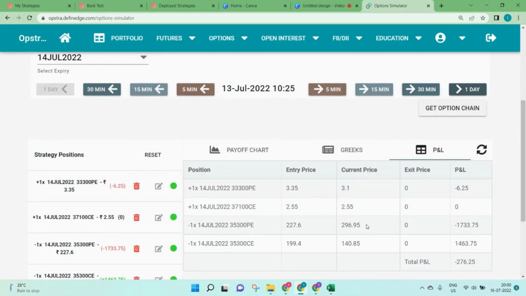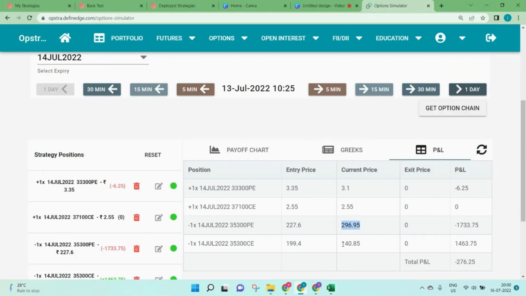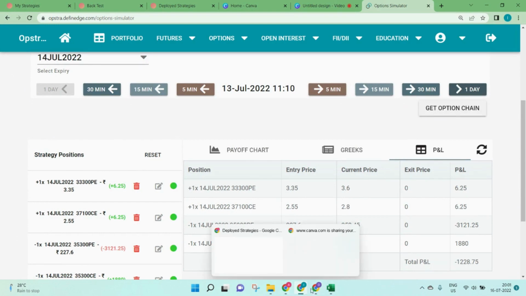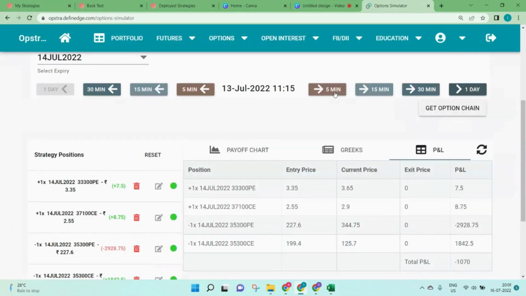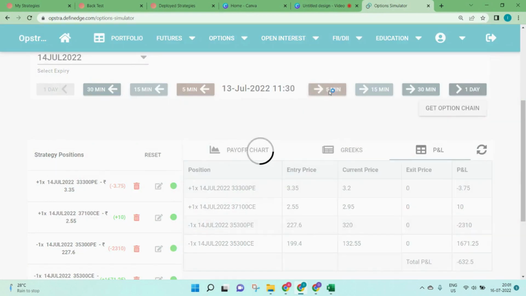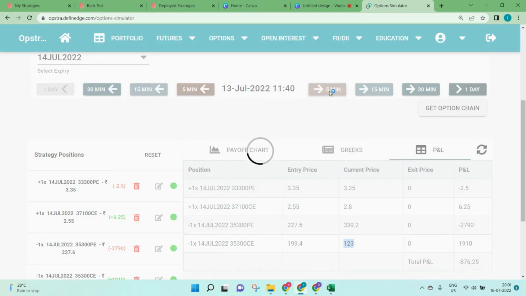Okay, now PE has gone up. So PE has gone up means on the upside we have to exit at 408. But if you see, our CE has come to 124 and our exit rate for CE on downside is 119. So let me see another 5 minutes where it goes. 125 still, 121, 132. So this has to go to 408 and this has to come to 119 for us to do a repair.